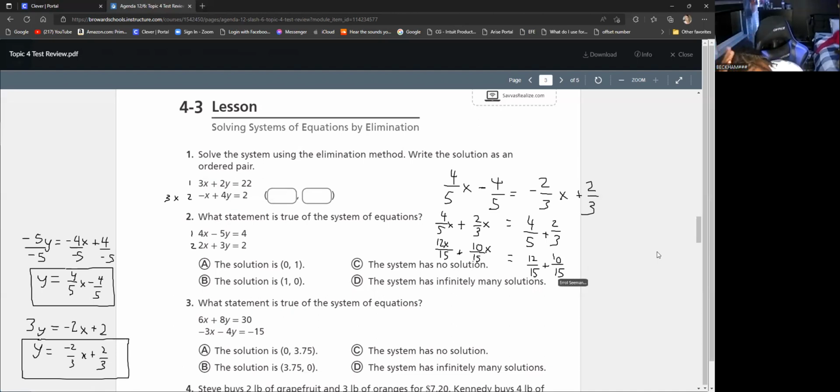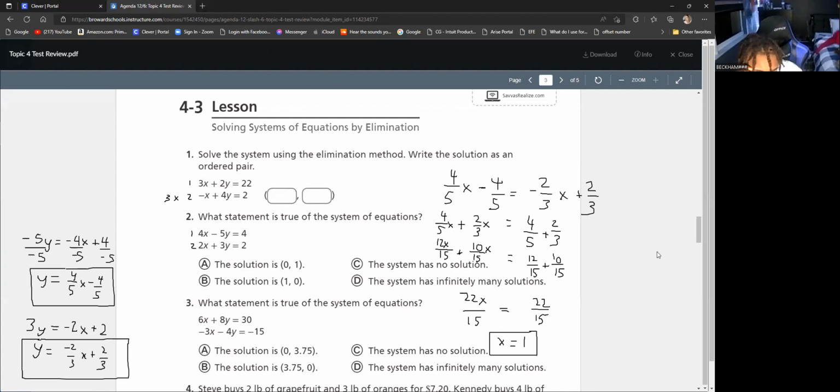Okay, so this will be 22x over 15 equals 22 over 15. So what is x? X turns out to be what? No, if you divide both sides by 22 over 15, it's just 1. So x equals 1.